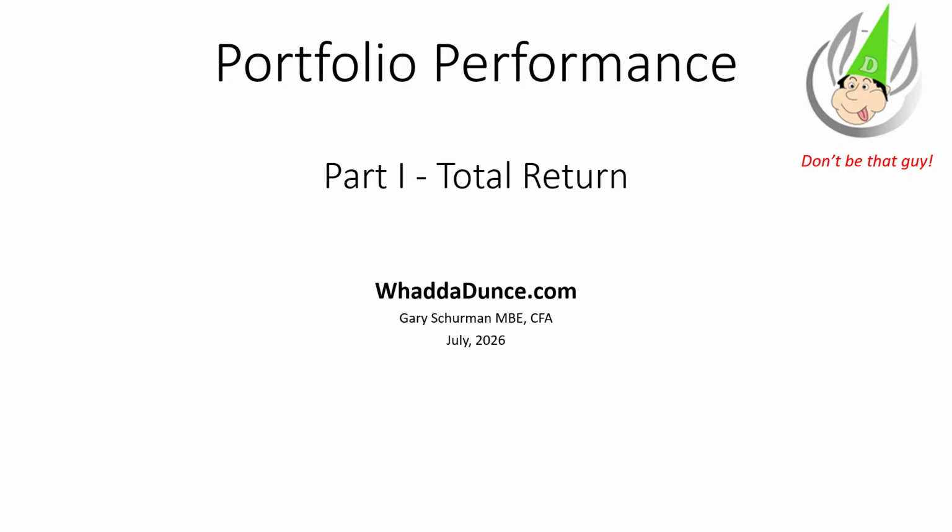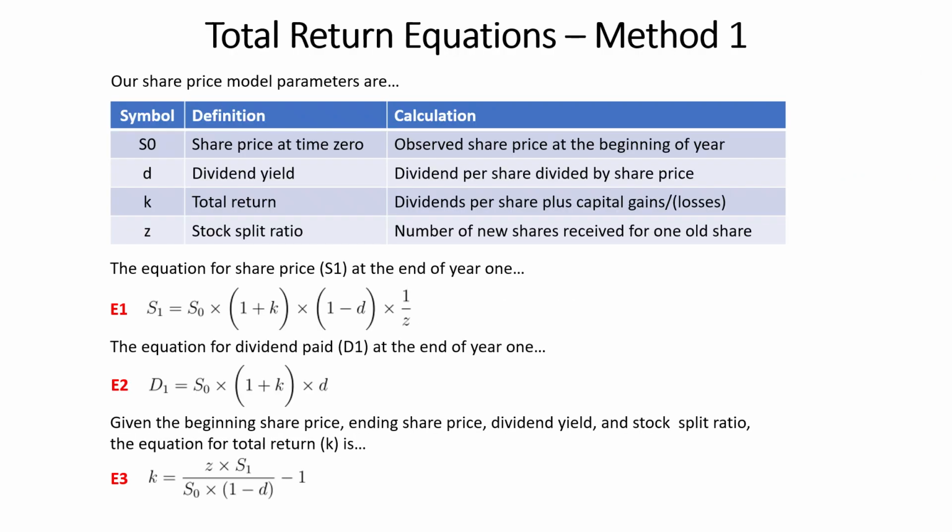And with that, we have to calculate total return, and we're going to do that via two methods. There are two methods which we can use to calculate total return. Method one and method two. Method one is going to be the hard way, and method two is going to be the easy way.